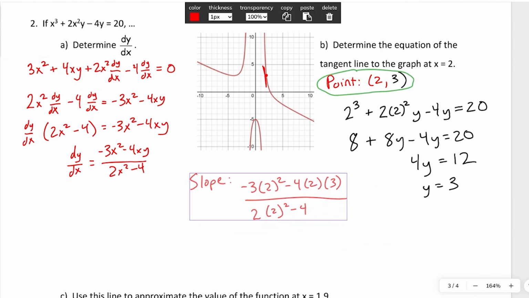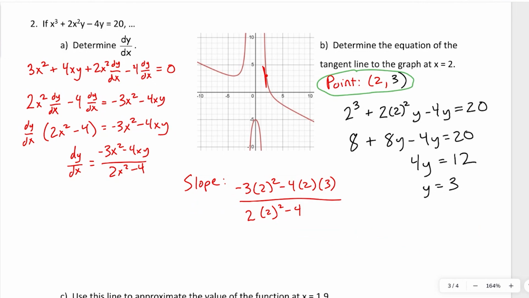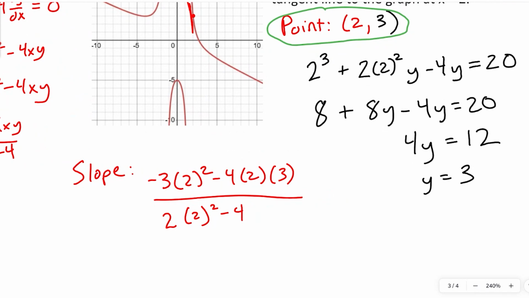I'll move this over here, give myself a little bit more space. Okay, so negative 3 times 4 is going to be negative 12. Minus 8 times 3, 24. And then over, let's see, 8 minus 4 is 4. So it's going to be negative 36 over 4, which is negative 9. So yeah, pretty steep slope there, which is to be expected.